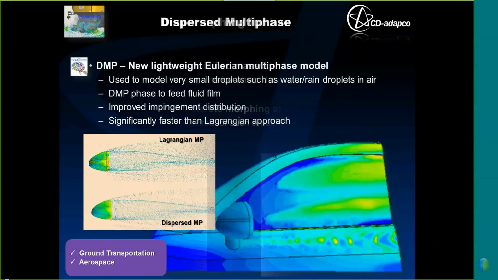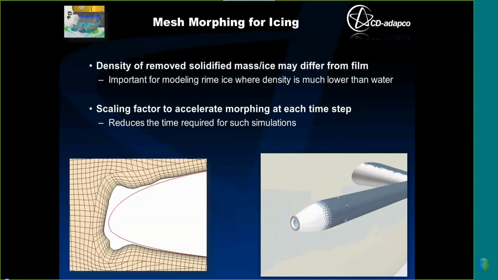And speaking of icing applications, we've also changed the way our mesh morphs in icing applications. The density of the removed solidified mass of the ice may differ from that of the film, which is usually water. Previously it was assumed that the ice was the same density as the liquid film, but this is of course not the case, and is particularly important for modeling rime ice buildup. So in this case, you can specify the density of the ice separately from that of the liquid film and simulate more accurate ice buildup.